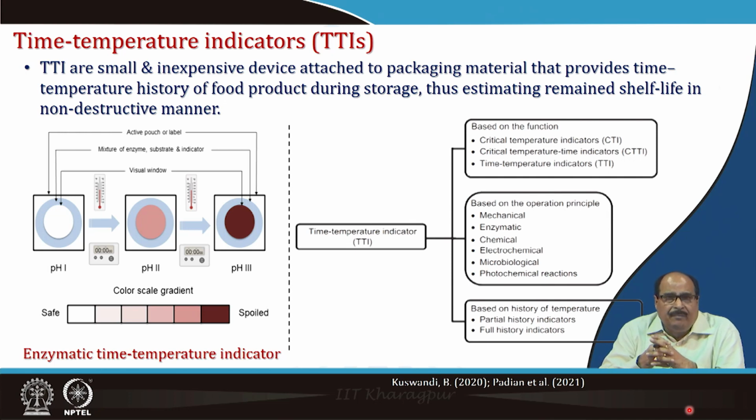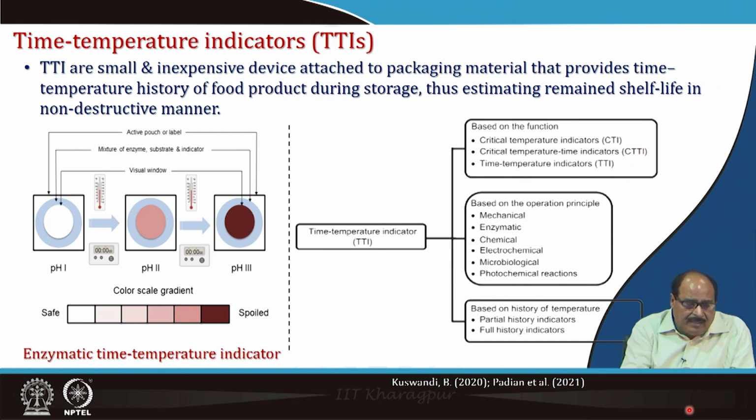Then time temperature indicators, TTI. TTIs are small and inexpensive devices attached to a packaging material that provide the time temperature history of the food product during storage, thus estimating the remaining shelf life in a non-destructive manner. Like here you see that there are time temperature labels depending upon the exposure times.